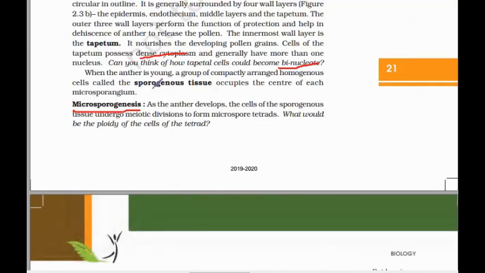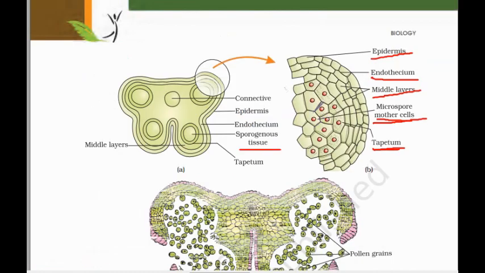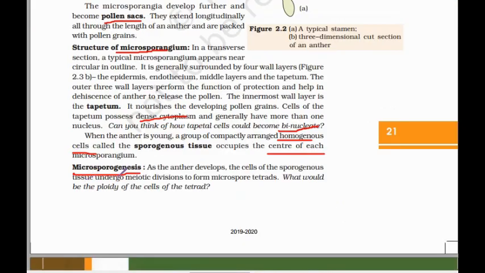This sporogenous tissue is homogeneous, compactly arranged cells. Homogeneous means all these cells are the same, and it is present in the center of the microsporangium. Sporogenous tissue mainly occupies the center of the microsporangium. Clear? Next, we are going to discuss microsporogenesis.